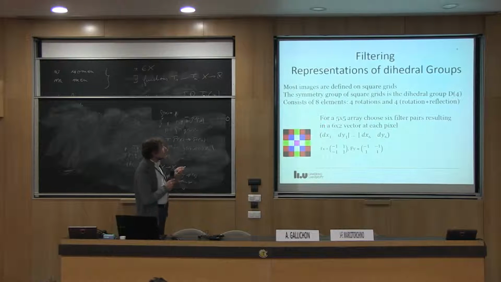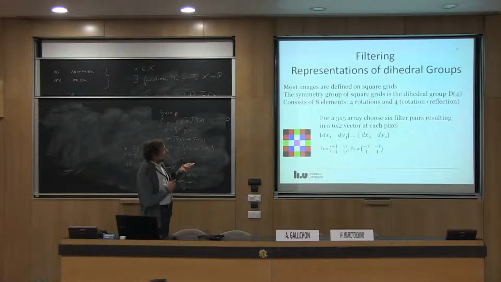I don't want to say so much about filtering and representation theory, but you can think of this as a generalization of a Fourier transform on arbitrary groups. Most images are defined on square grids. Sometimes you have hexagons, but almost all of them are nowadays on square grids. And the symmetry group of the square here is a group called the dihedral group with 4 elements, and it consists of 4 rotations and 4 rotations plus reflection.